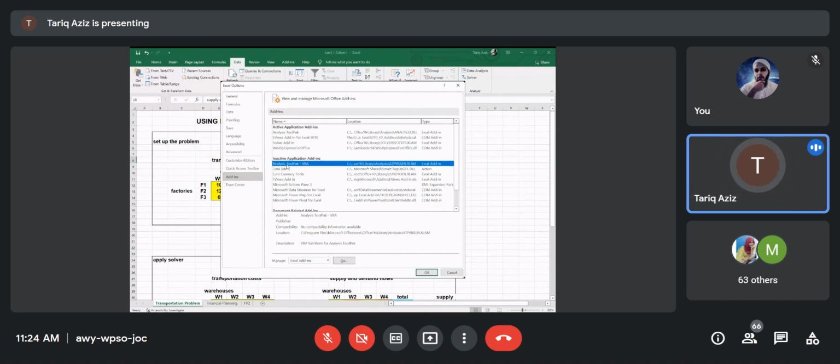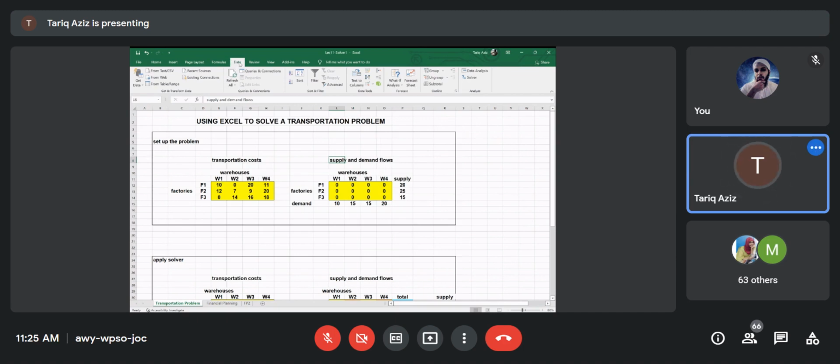So for example, it is here. You have to just click on that solver, and then click here, that is go. Then it will be enabled. Once this option is enabled in your Excel, it will show up here under the data tab at the extreme right side. Here you can see this is solver.